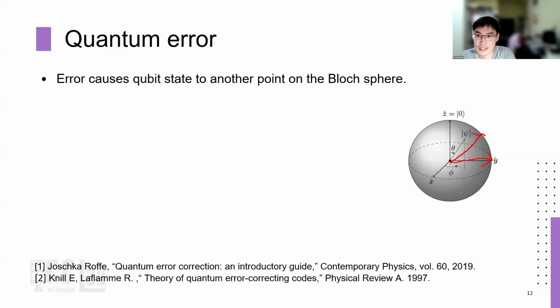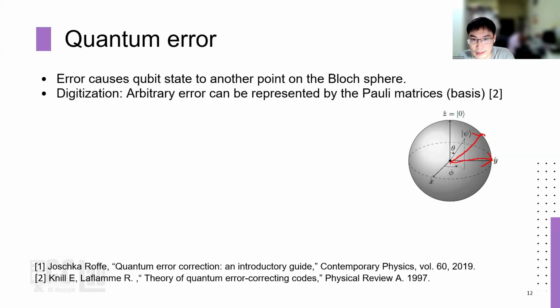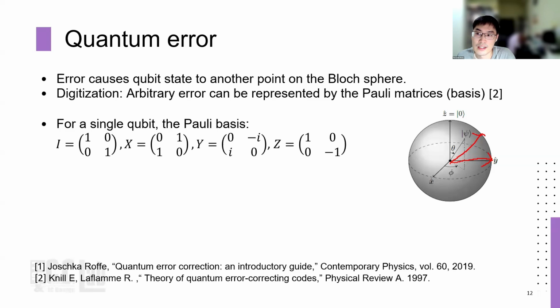So fortunately, it can be represented by Pauli matrix or Pauli basis. That means correcting a set of those discrete errors is sufficient to correct arbitrary error. So as we all know, for a single qubit, the Pauli bases contain I, X, Y, Z. So for example, X can be viewed as a bit flip operator, which changes 0 state to 1 state. And Z is a phase flip, and Y will cause both bit and phase flip.